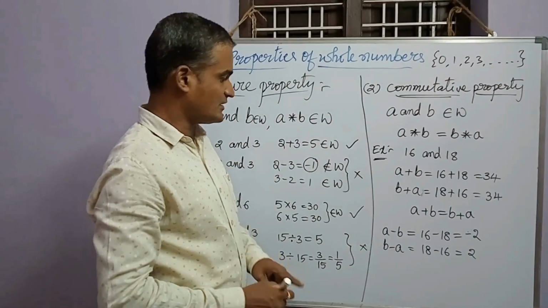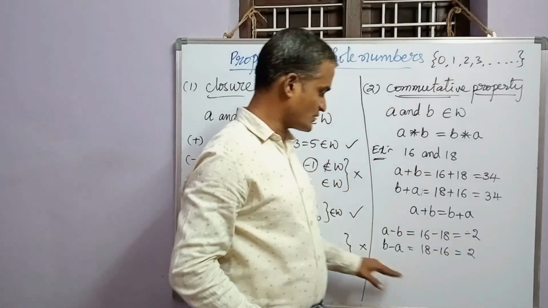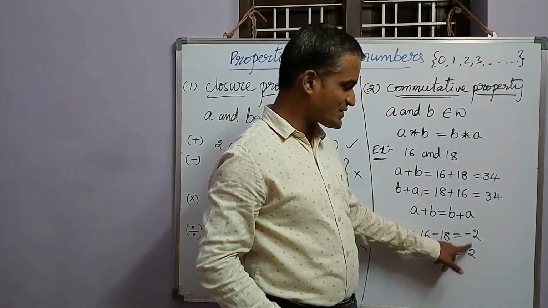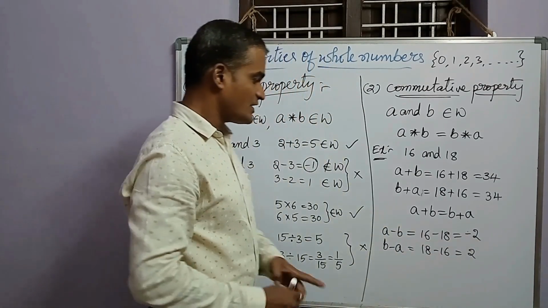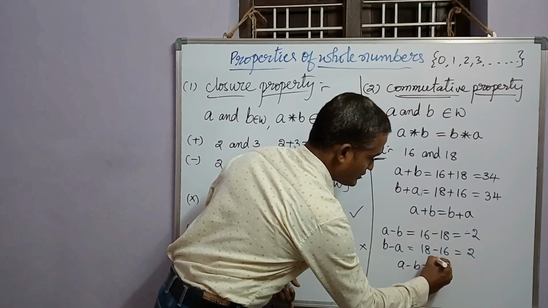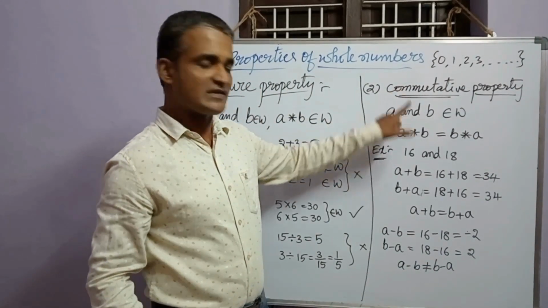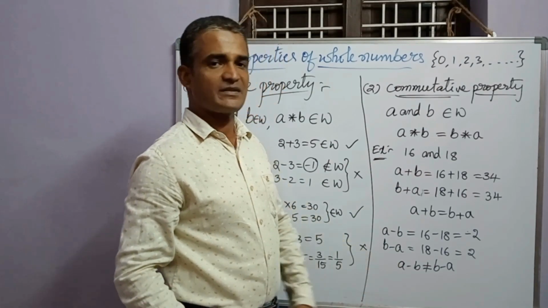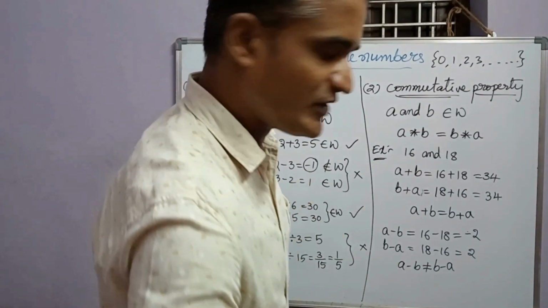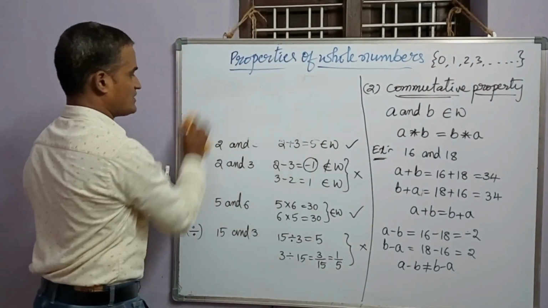You see that when you do the subtraction A minus B, the answer is minus 2. When you do B minus A, the answer is 2. And minus 2 and 2 can never be equal. So A minus B is not equal to B minus A. It means the commutative property is not satisfied under subtraction. In the same way, we can check under multiplication and division also.